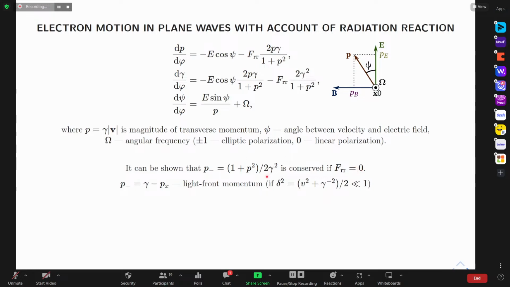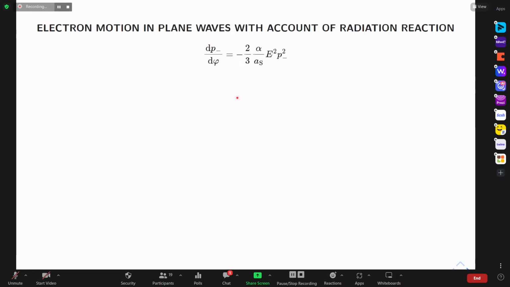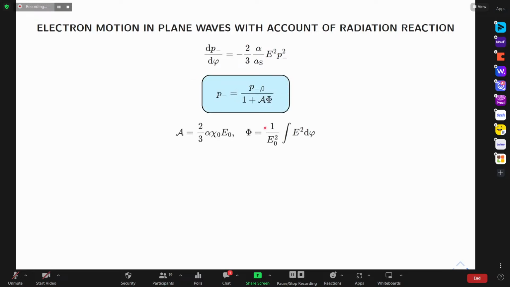And this integral of motion is nothing else than so-called Lightfront momentum, which is the difference between the energy and longitudinal momentum. And this integral of motion is a well-known thing in this problem of electron motion in plane wave. But if we actually account radiation reaction, it turns out that equation for this Lightfront momentum actually decouples from other equations, and we can solve it independently. And the solution to that equation is very simple. Here you can see that.